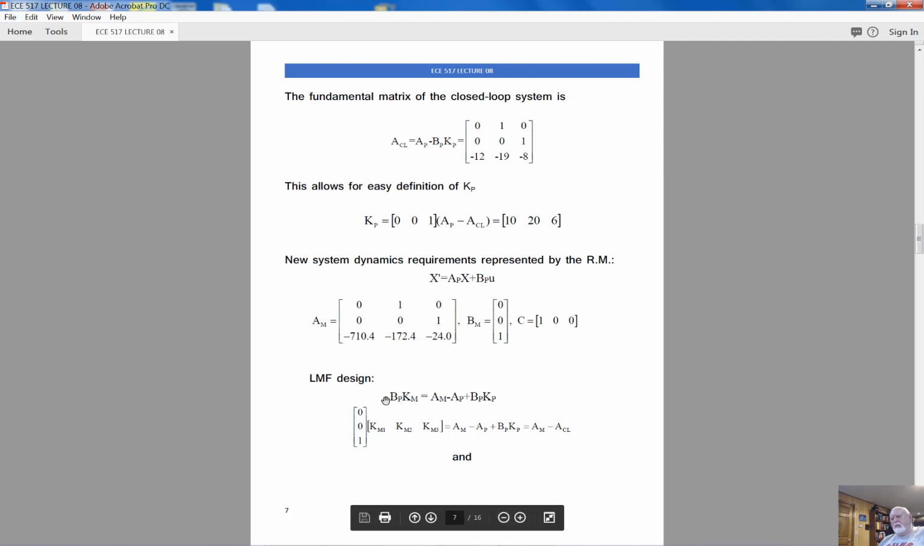Look, BPKM is equal to AM minus AP plus BPKP, but KP already is there. So minus AP plus BPKP is a closed loop. A closed loop. So what we have is this. This is matrix BP. This is matrix Km. And it should be equal to AM minus A closed loop.